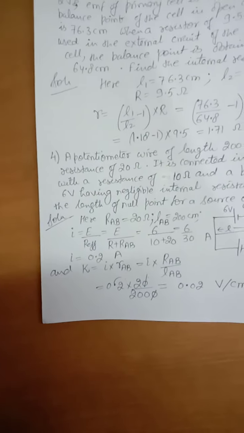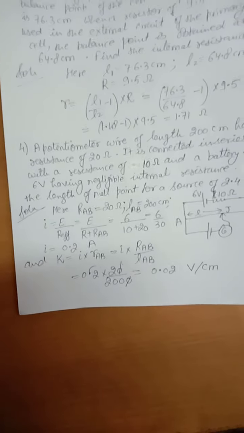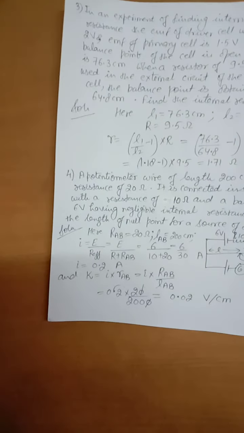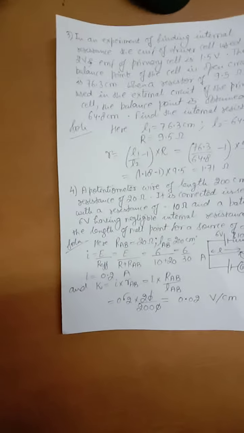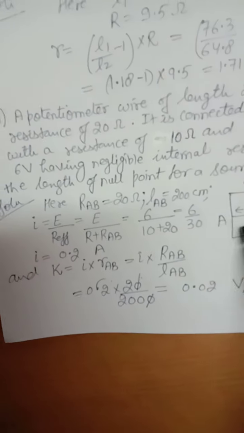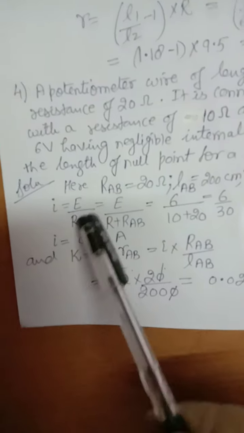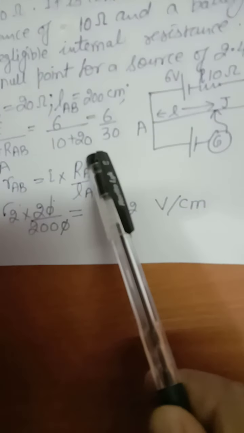Now when we have to calculate the length of null point, we say the EMF of the primary cell is given by K into L. Here the value of K can be found by two methods. Number one, resistance per unit length into current flowing through it, and second, E upon L. So we first calculate the current. In the primary circuit, the current will be net EMF upon net resistance. Resistance of AB and this 10 ohm are in series, so we have 6 upon 10 plus 20, that is 6 upon 30, or 0.2 ampere.